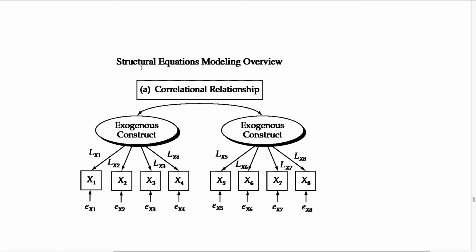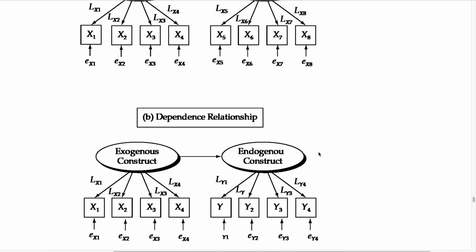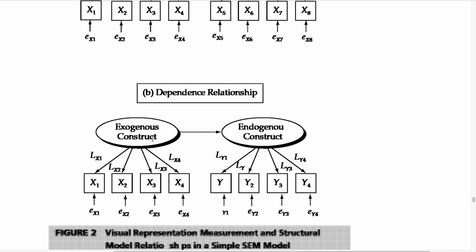Here is a structural equation modeling overview. As I mentioned before, in a correlational relationship, exogenous constructs always have an intercorrelation. Here we have the variables x1, x2, x3, x4, x5, x6, x7, x8. So the researcher divided the variables: the first set is here, x1 to x4, and the second is the second part, but these variables are intercorrelated to each other. Here is a dependent relationship, where the exogenous construct affects the endogenous construct.